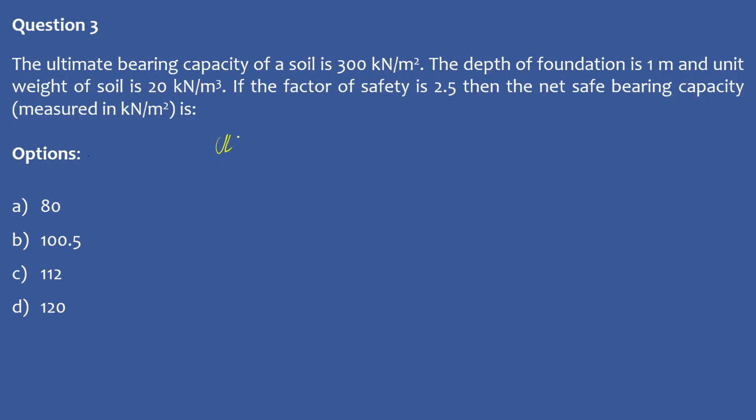And if you see the ultimate bearing capacity of a soil, this is question number three. Here you need to calculate the net safe bearing capacity. The ultimate bearing capacity of the soil is given to you, which is 300 kilopascal. The depth of the foundation is 1 meter. The unit weight of the soil is 20 kilonewton per meter cube. The factor of safety is 2.5, and you need to evaluate the net safe bearing capacity. So you can go with the same solution which you have seen.